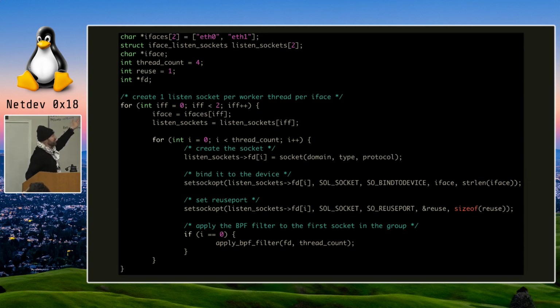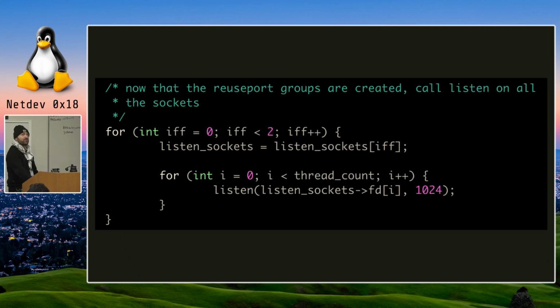you have your two network interfaces, eth0 and eth1. You're iterating through those interfaces, and then per interface, you're creating all of your listen sockets and calling SO_BINDTODEVICE to bind those listen sockets to the device that you're currently on in the outer for loop. After you do bind to device, you call SO_REUSEPORT to turn on reuseport. And then if it's the first file descriptor in the set, just apply the BPF filter that I was showing you before. That's pretty much what I did. I created the sockets, called reuseport, applied the BPF filter, and then at the very end, you call listen on all of them so that connections start getting distributed and they end up in the right place.